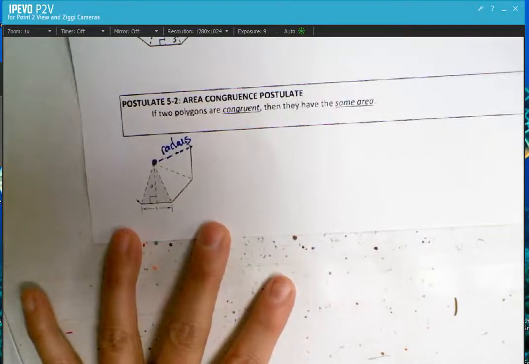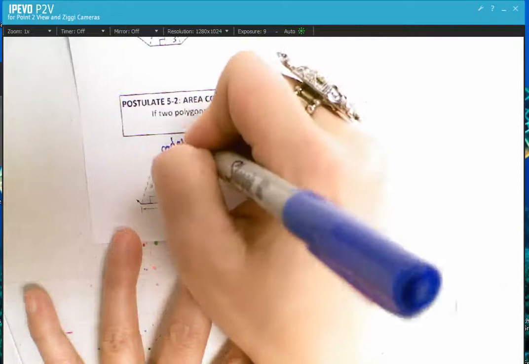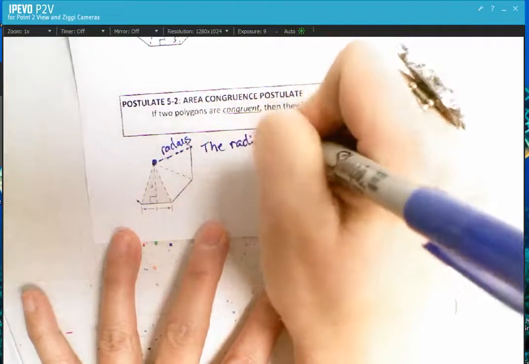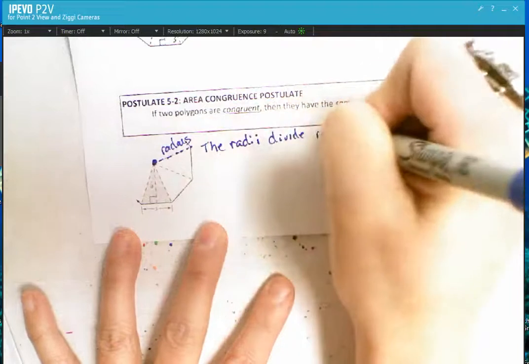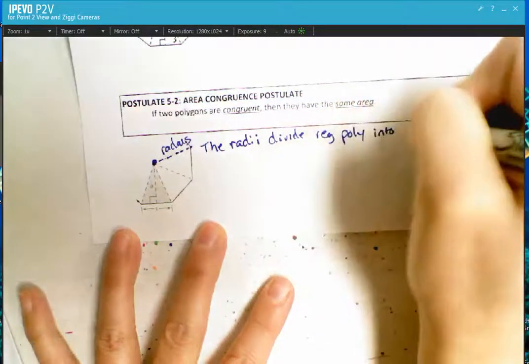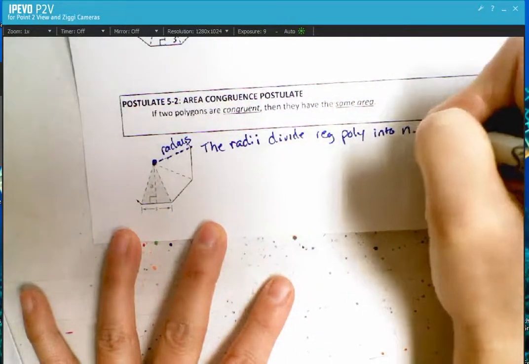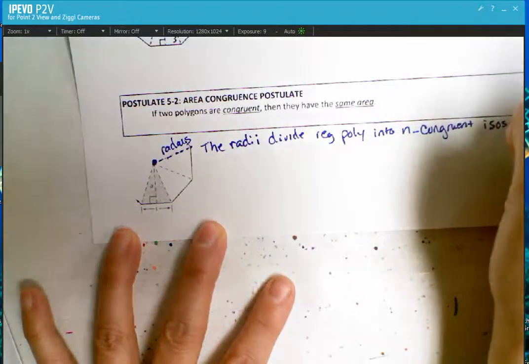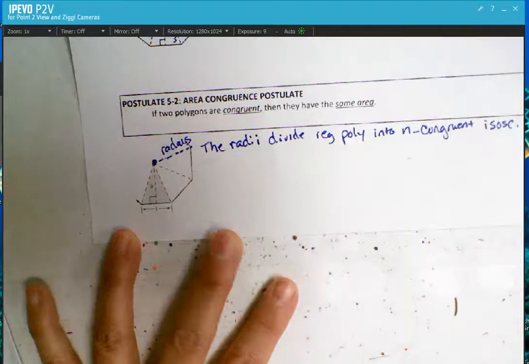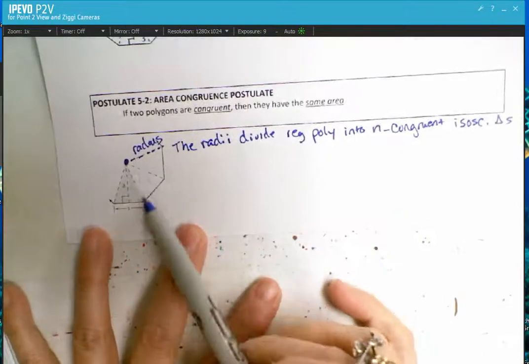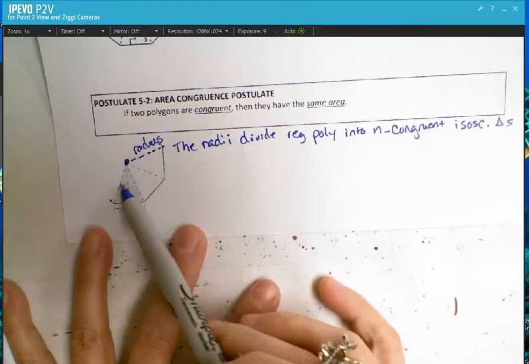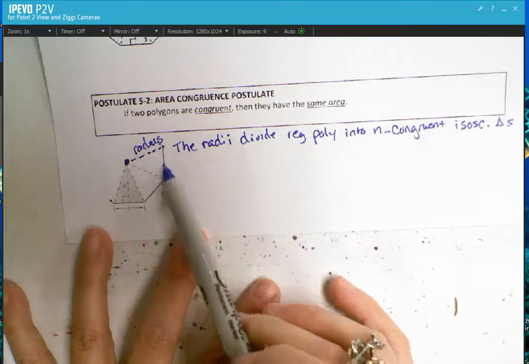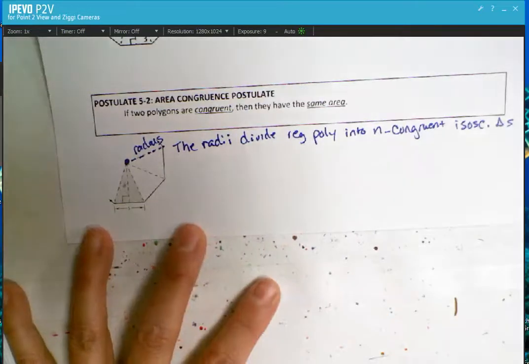We also know that the radii divide your regular polygon into n congruent isosceles triangles. Okay, so we talked earlier that my radius chops these into segments that are isosceles triangles, and so however many sides I have is how many triangle wedges I'm going to have.